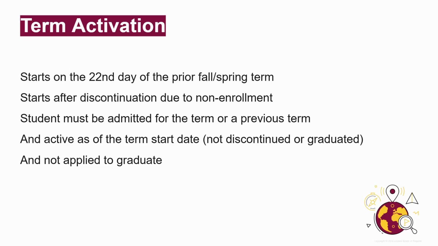When we term activate the student's record on the program plan stack, their admit term has to be the term we're activating or a prior term, and that student's status on their program plan stack has to be active as of the term start date of the term we're activating for. That means if they've already graduated, we don't term activate them. If they've been discontinued, maybe they withdrew their admission application, we don't term activate them. We also don't term activate them if they have applied to graduate for a term prior to the term we're activating.